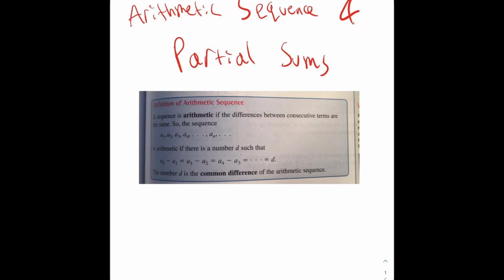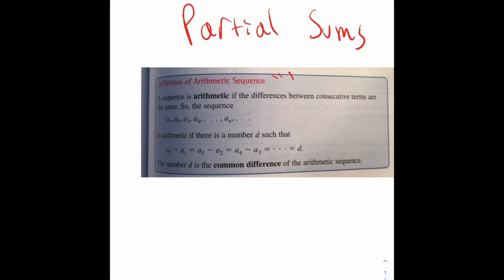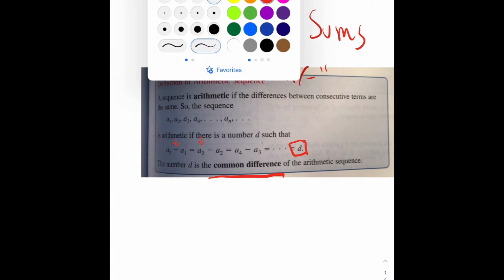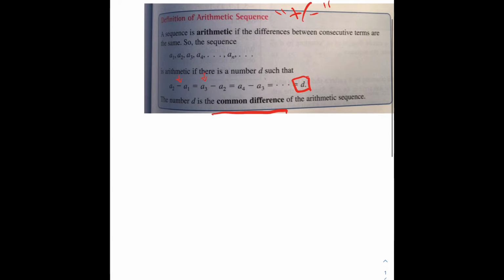Looking at the second lesson of Unit 8, we're going to be talking about arithmetic sequences and partial sums. An arithmetic sequence, in layman's terms, is when you're adding or subtracting the same number. If you take your second term and subtract your first term, it would equal your third term subtracted by your second term, and so on and so forth. We call this number the common difference. That's the vocab we'll use often with arithmetic sequences.